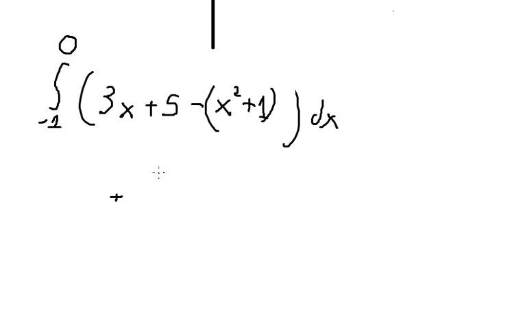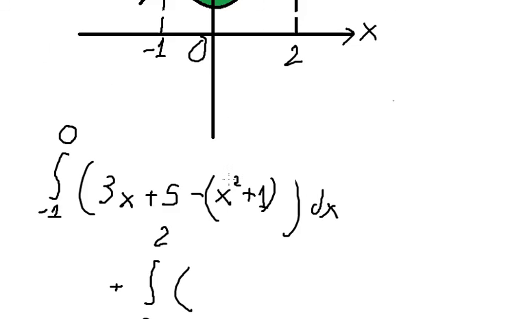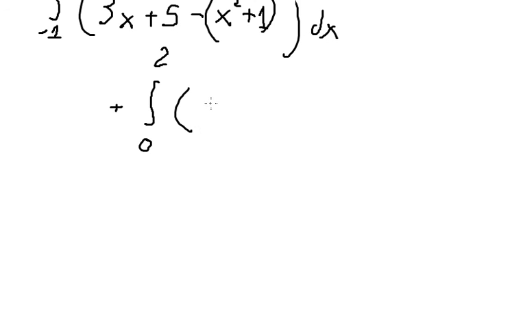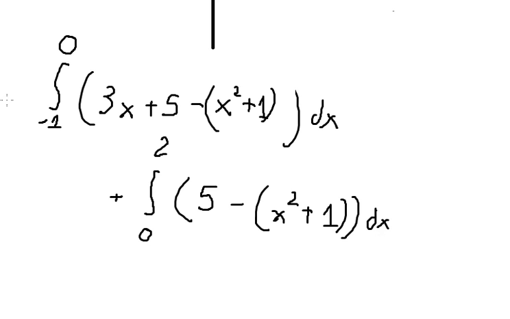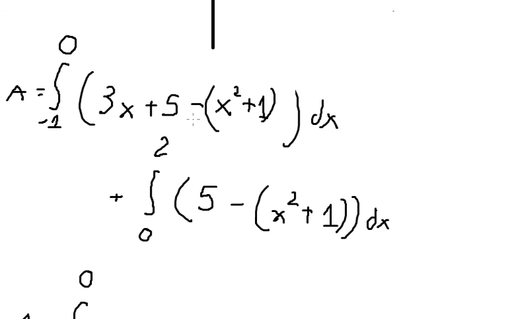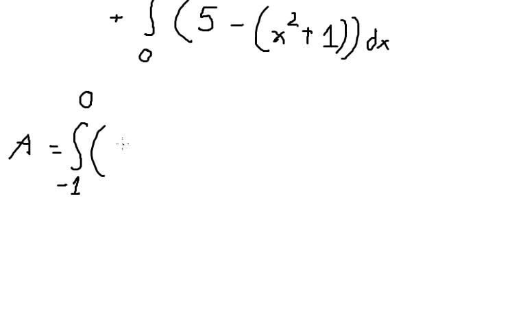Similar for the second one, we have the integration from 0 to 2. The upper is 5. The lower is x squared plus 1. Now we need to calculate two integrals in here. So this one, 5 minus 1, we have 4, and we have negative x squared.